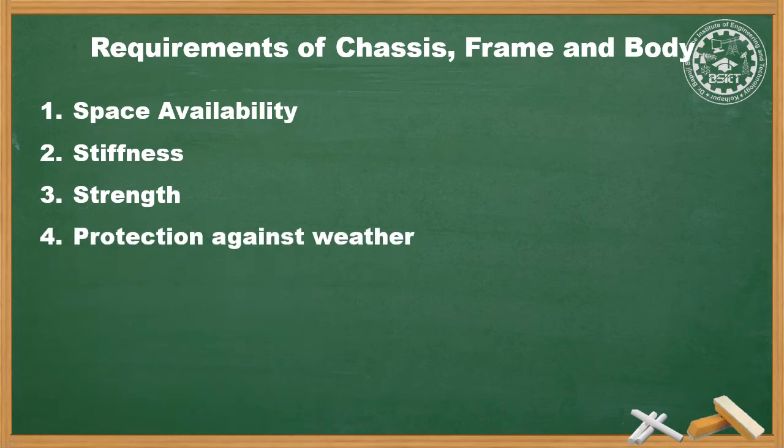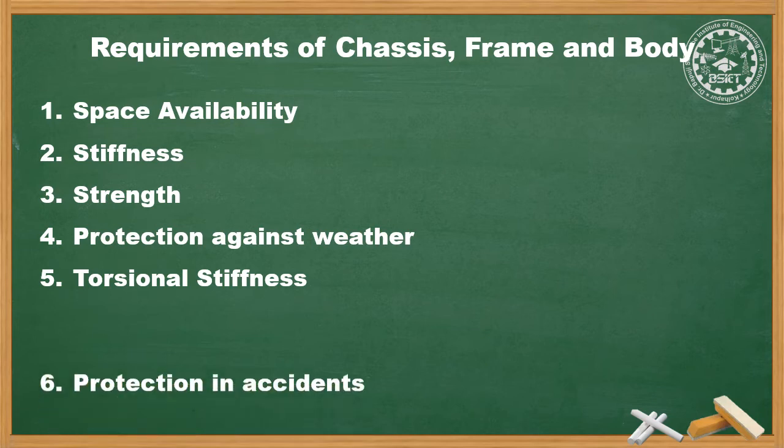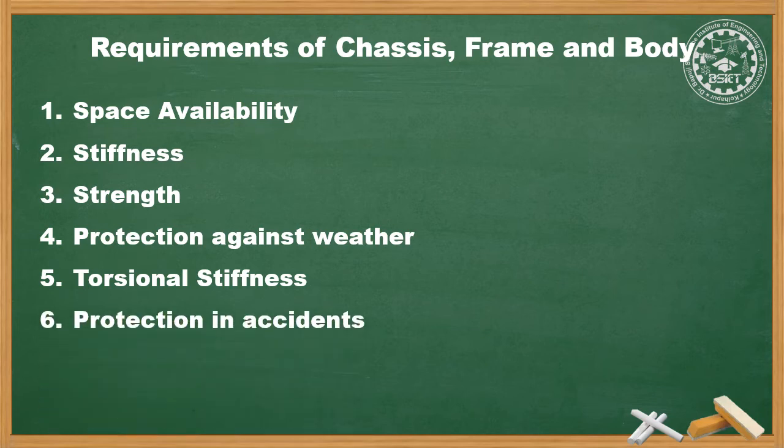Fourth, protection against weather. The design of body may be such that the occupants and luggage are protected against the weather. Torsional stiffness. The body should be perfectly rigid so as to resist twisting moment on rough roads. Protection in accidents. This is an important parameter in designing of car body, chassis, frame.